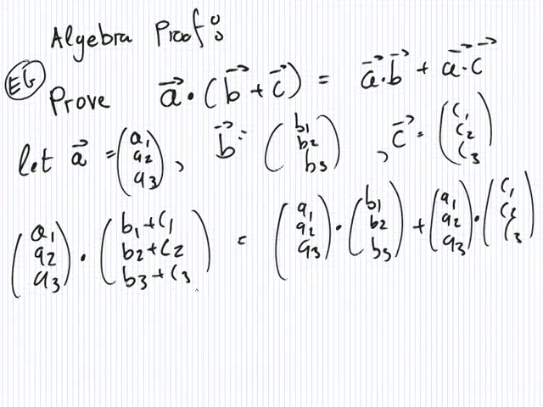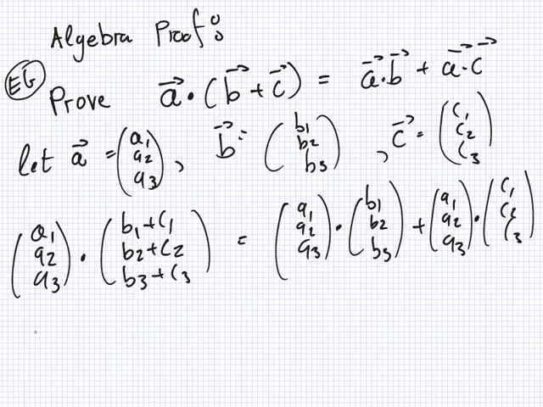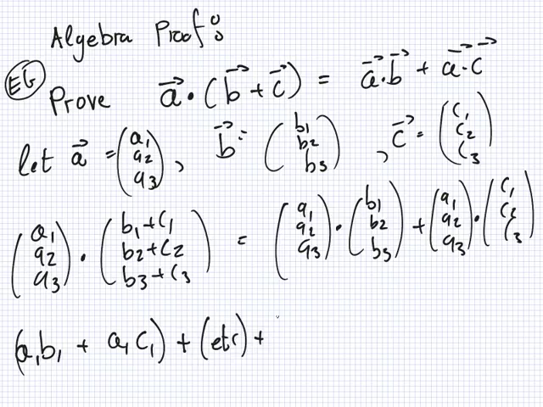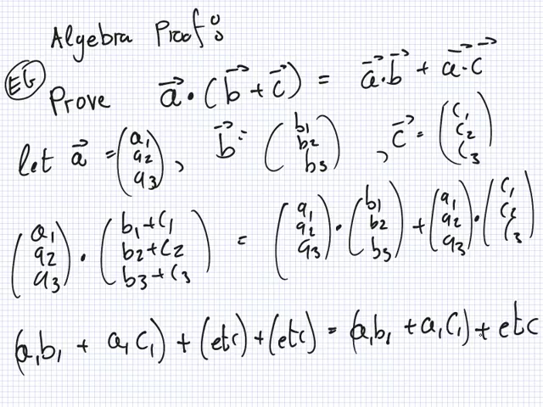Now, when you expand this, on the left you'll get A1 B1 plus A1 C1. And then the next one will be plus A2 B2 plus A2 C2. So I'll just write etc. Equals, and then likewise when I expand here, what do I get? Well, the first one here gives me A1 B1, and the second one here gives me A1 C1 plus etc. So you can do it for 1, 2 and 3, but you'll discover that you'll get the same on the left and on the right, they're the same.